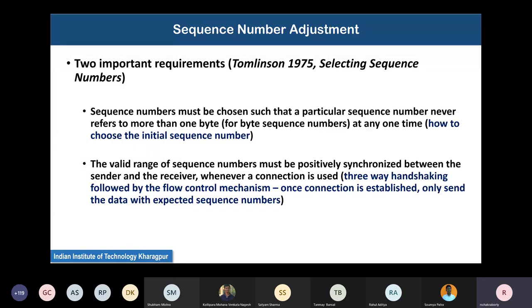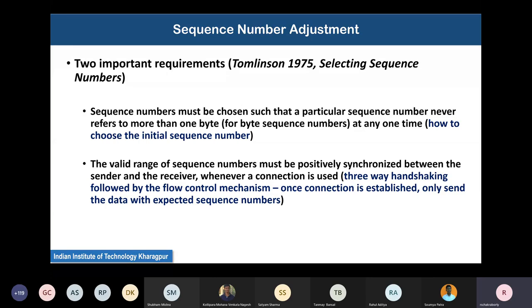So consider simple situations where every byte has a different sequence number, which is fine. That's not a problem. No 2 bytes will have a similar sequence number at any given point of time. So how to choose the initial sequence number in this case becomes a big headache, as we will see.